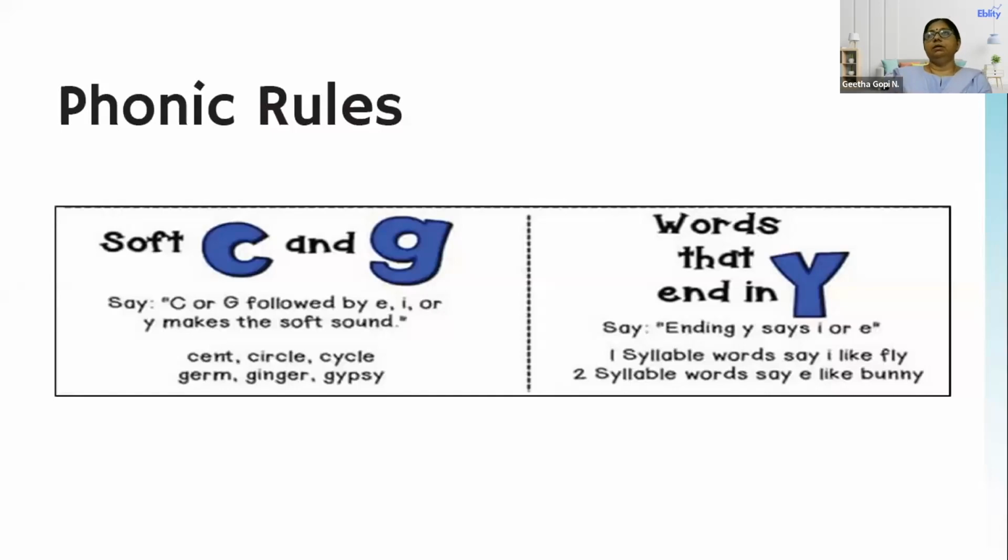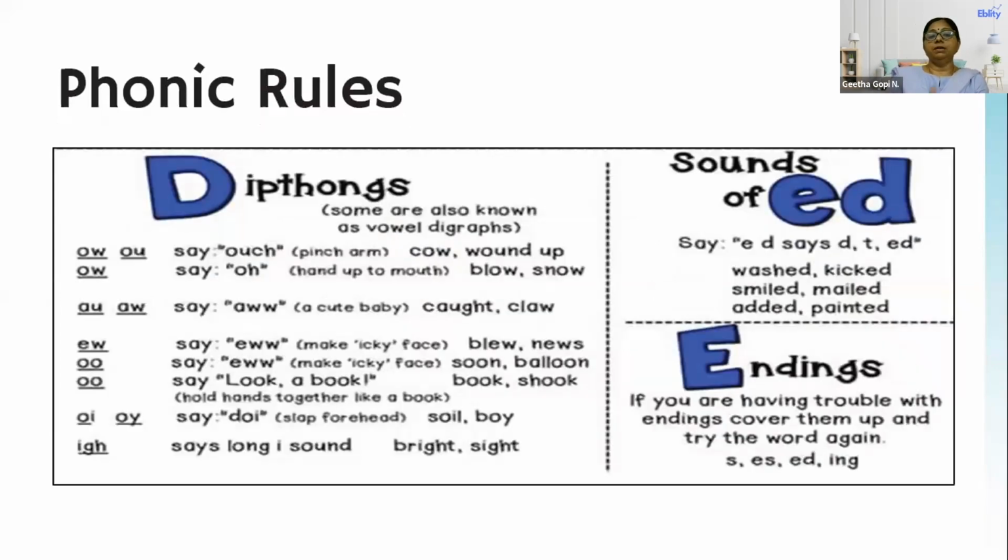Words that end in Y. Usually when words end in Y, it either says I or it says E, which is more like a long E sound or a long I sound. So again, use different kinds of words that end in Y. If Y makes the long I sound, you can have fly, dry, cry, and so on. And if they end in the long E sound, you can have words like happy, army, any, and so on. So give different kinds of words that follow these patterns when you're reinforcing these kinds of phonics. And again, when it comes to diphthongs, how different combinations are sounded out.